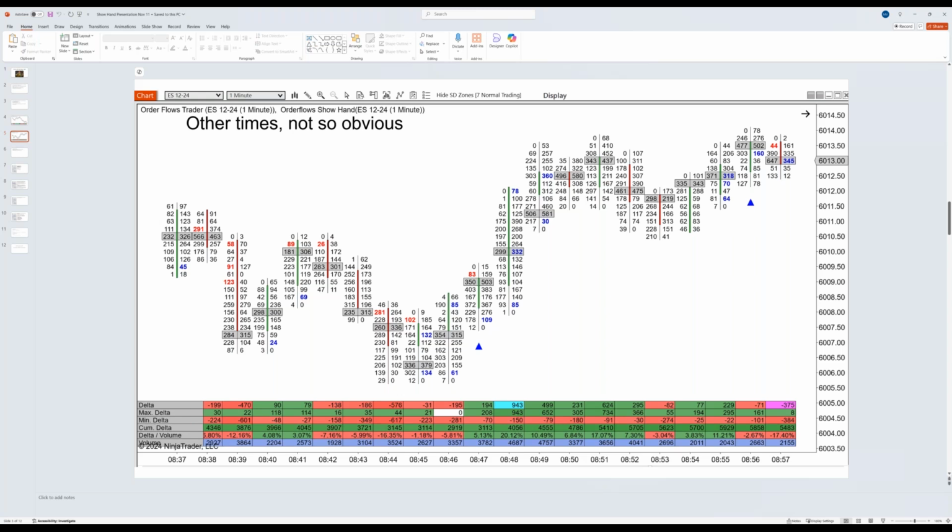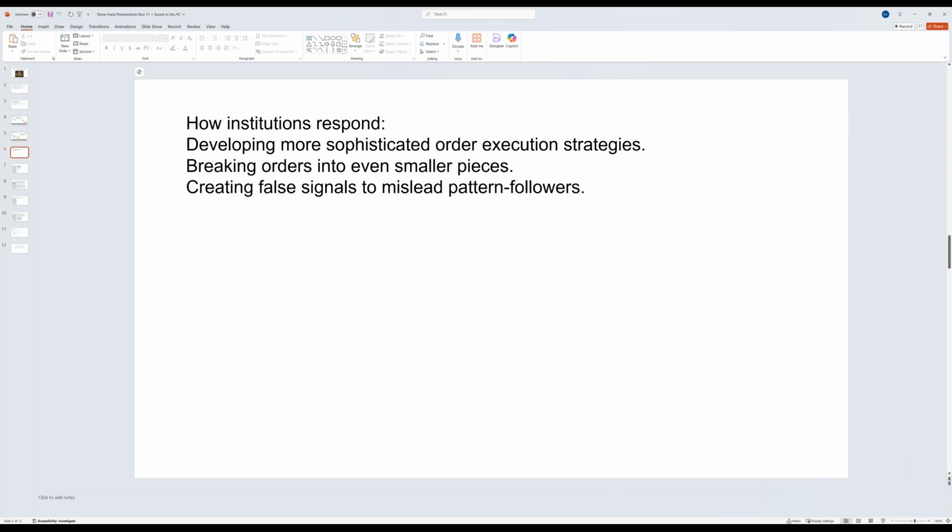Okay, because remember, it's easy to think that every trade you see going through the market is a new position being put on. Sometimes it's a position that's being unwound, right? Being taken off. So breaking orders into smaller pieces really disguises what they're doing a lot. The whole point of an iceberg is to disguise the order and show the minimum amount possible without affecting the market. And sometimes they're going to create false signals to mislead pattern followers, right?